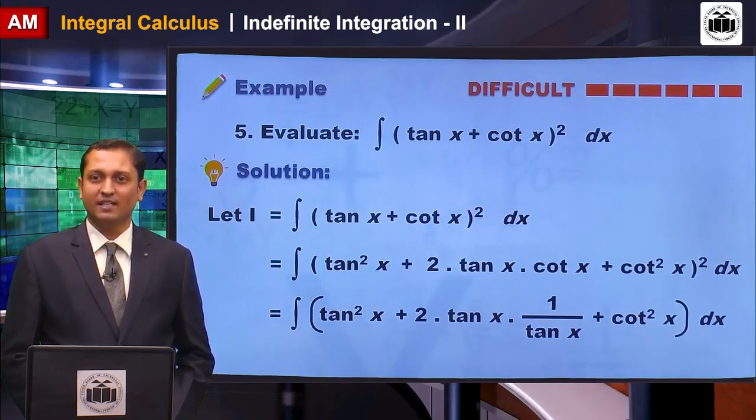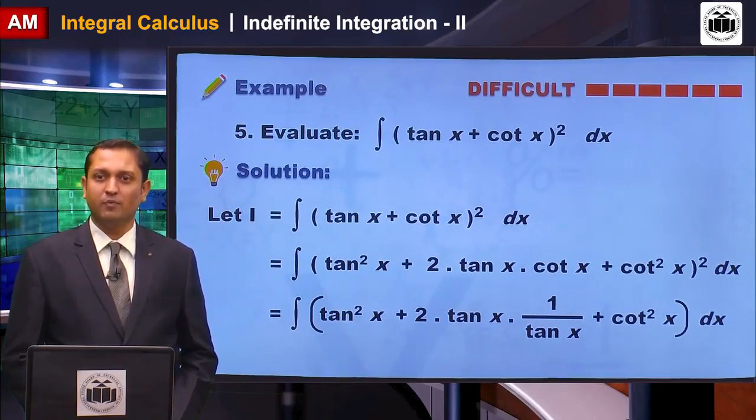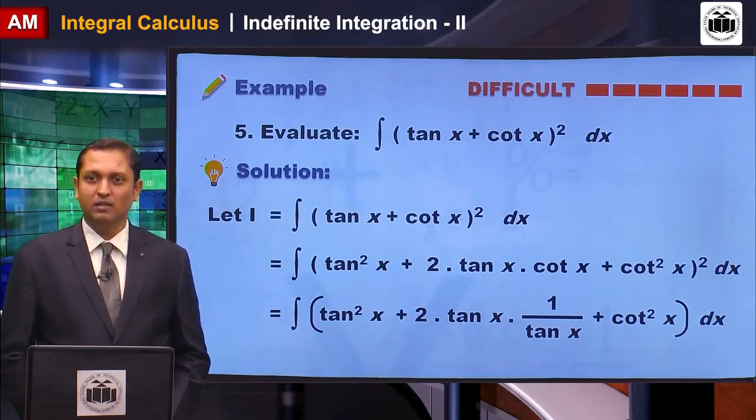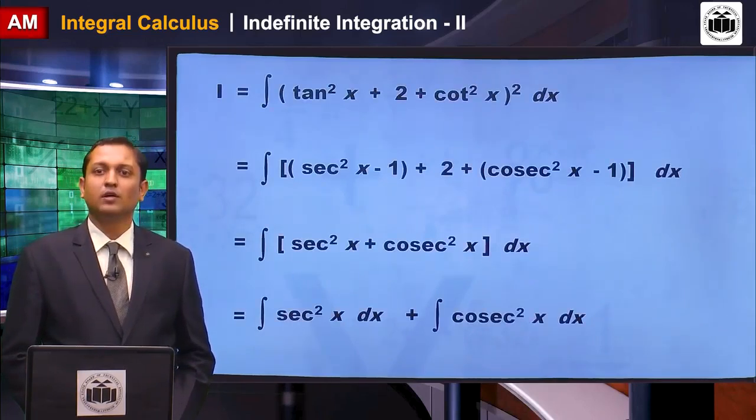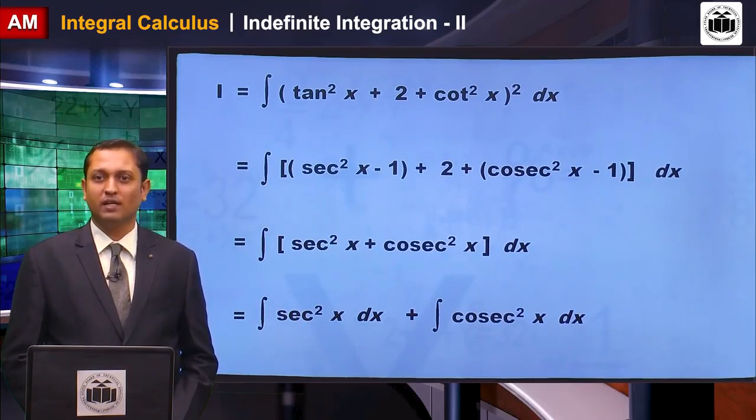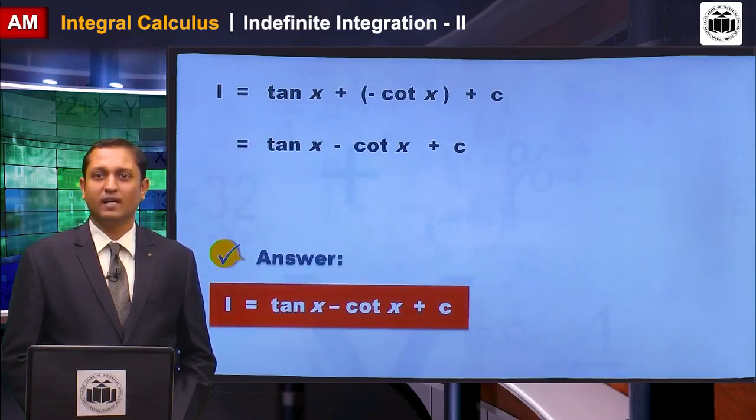Evaluate integral tan x plus cot x the whole square dx. This is a standard function problem based on the trigonometric part. We use the expansion for a plus b the whole square. Simplify the problem. Instead of tan square we have put sec square minus 1. Instead of cot square we use cosec square minus 1 to convert the integral into formula type. Then apply the formula integral sec square x dx and integral cosec square x dx to get the answer tan x minus cot x plus c.